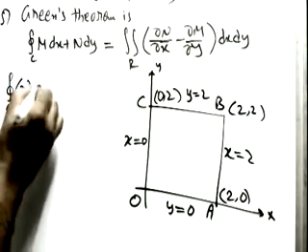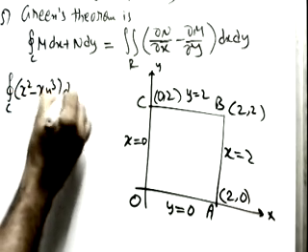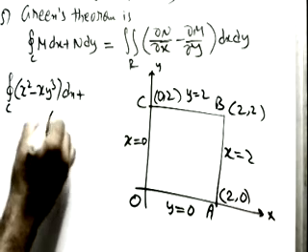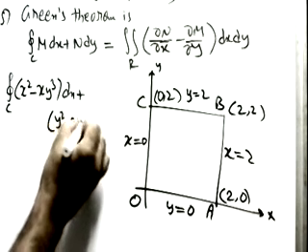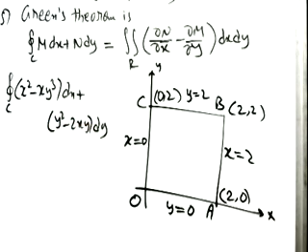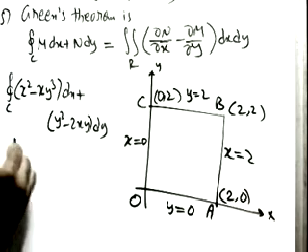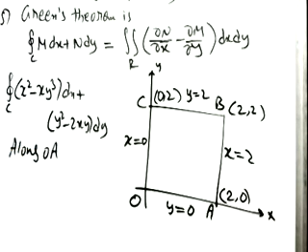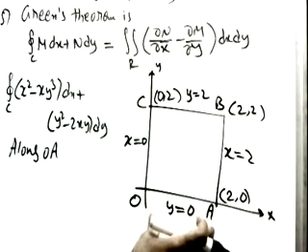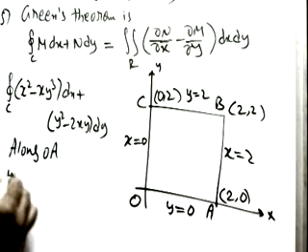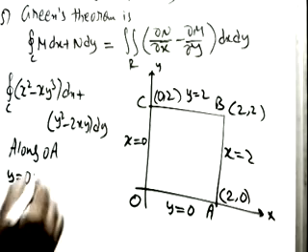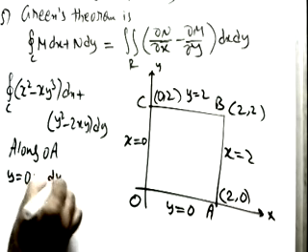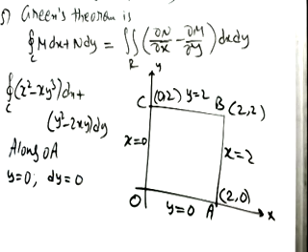Line integral, what we are having: x square minus x y cube dx plus y square minus 2xy dy. So first let us go along OA. Along OA, we are having y equals to 0. If you differentiate, differentiation of y is dy, differentiation of 0 is 0. So how about the limits of x here?